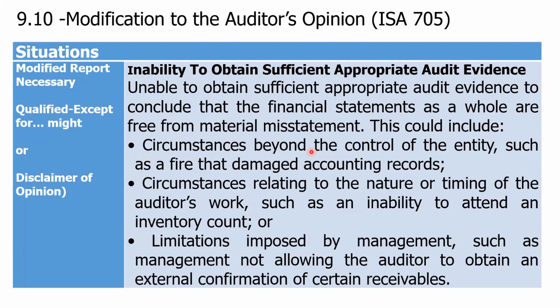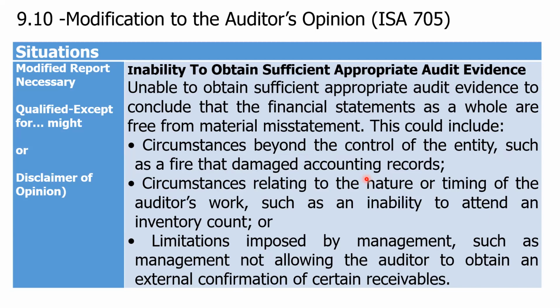So what are some of the circumstances? Circumstances beyond the control of the entity, such as fire, that damage accounting records. When that happens, there is no way the organization can get you probably the record that you're looking for because it has been damaged. The circumstances relating to the nature or timing of the auditor's work, such as inability to attend inventory count and all that.